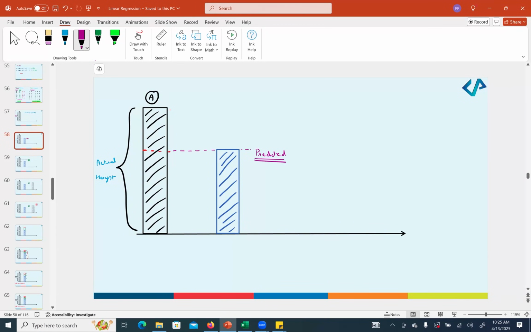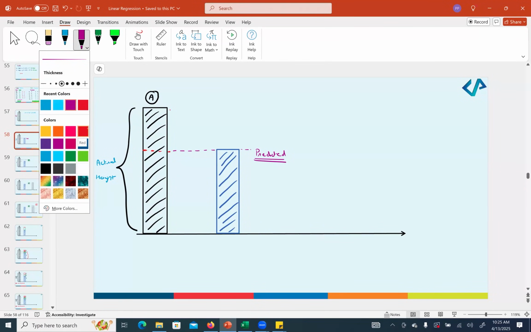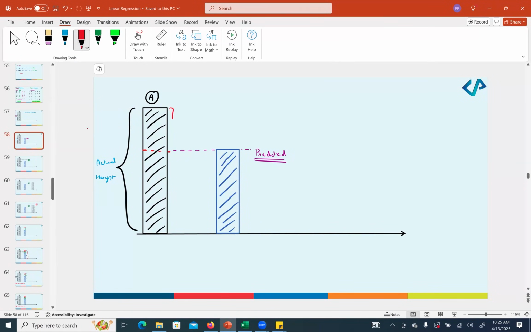This is my predicted value. So this much will be what? From here to here. What will this be? Error. Right?